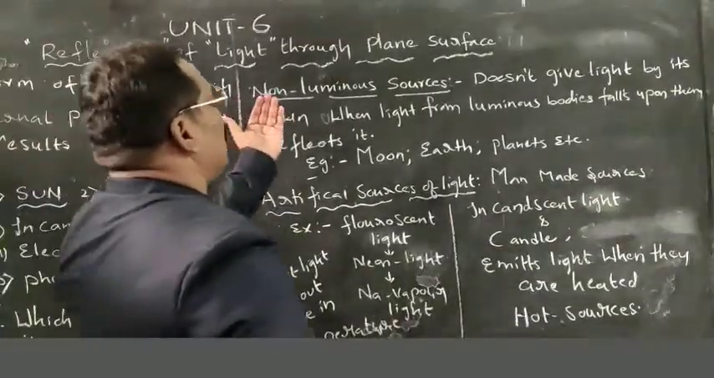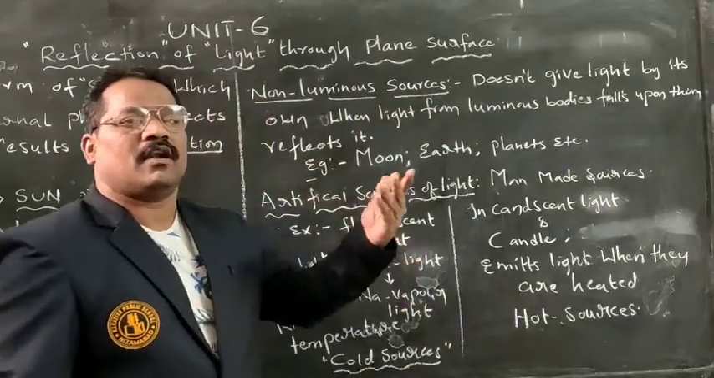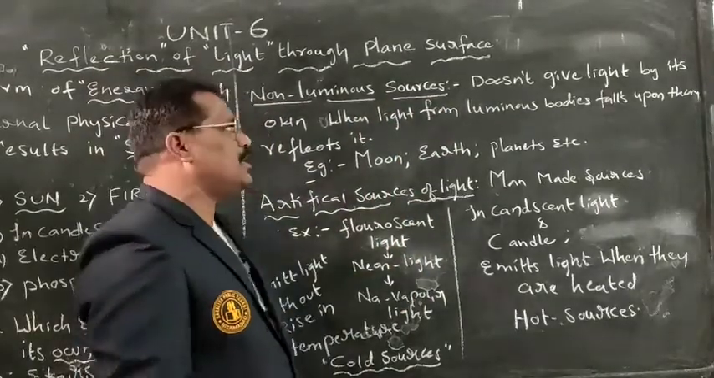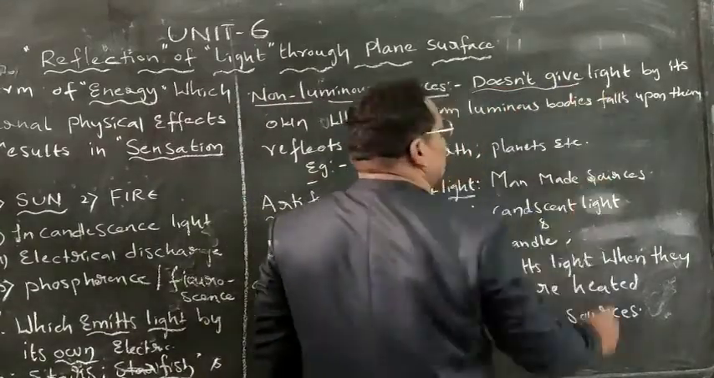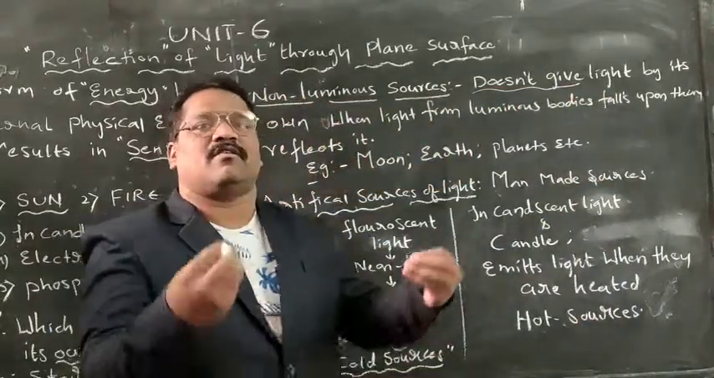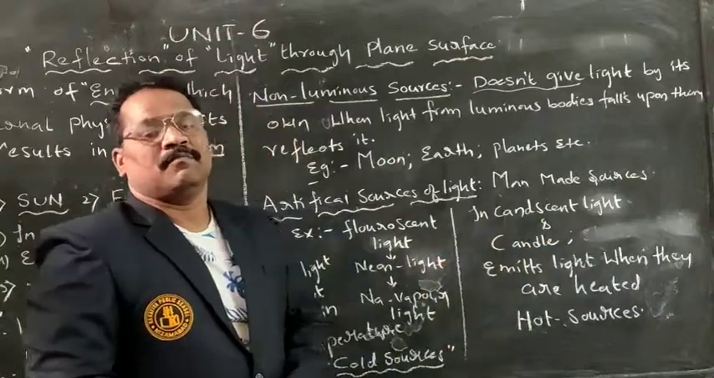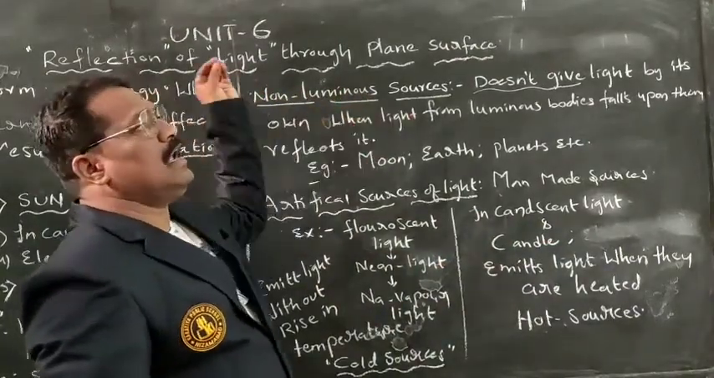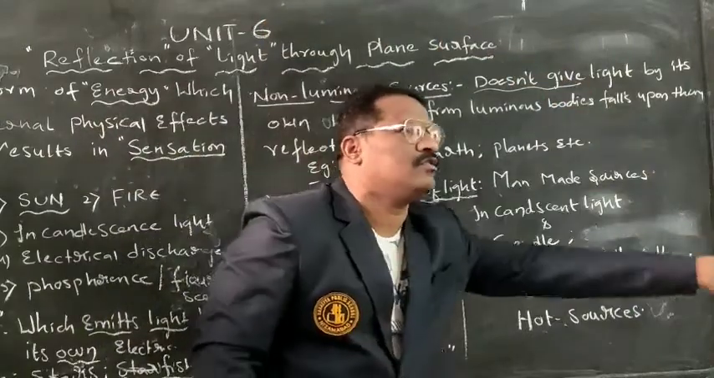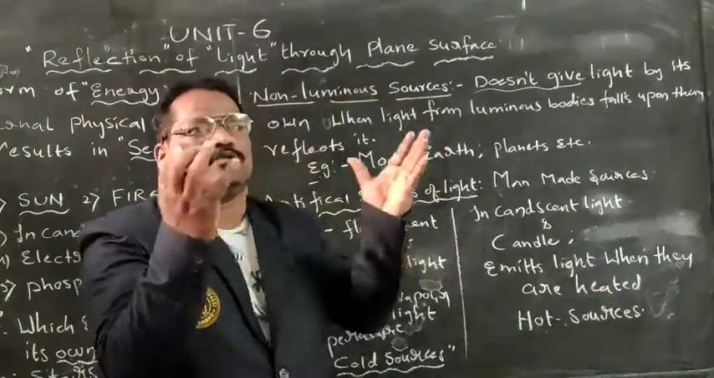Next, non-luminous sources. What are non-luminous sources? They don't give light by themselves. This is the first point we have to keep in mind: by themselves, they cannot produce light. But when luminous bodies allow light rays to fall on those objects, we can see those objects.